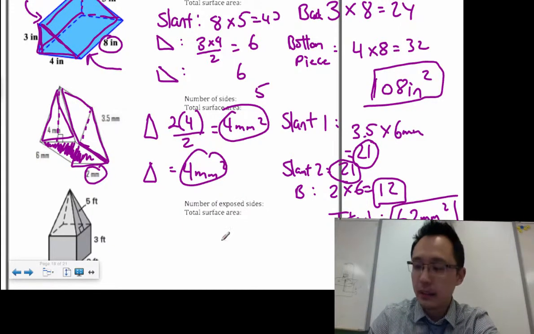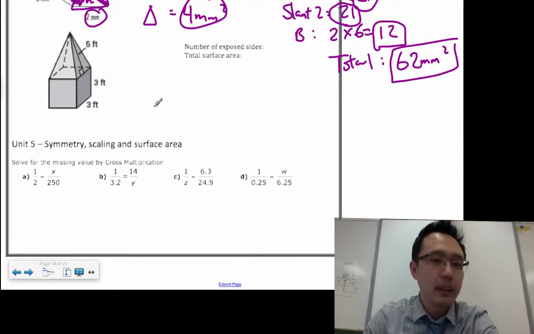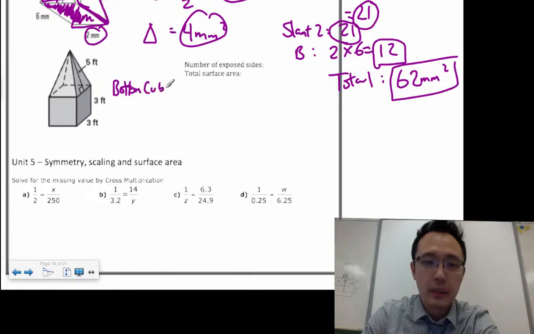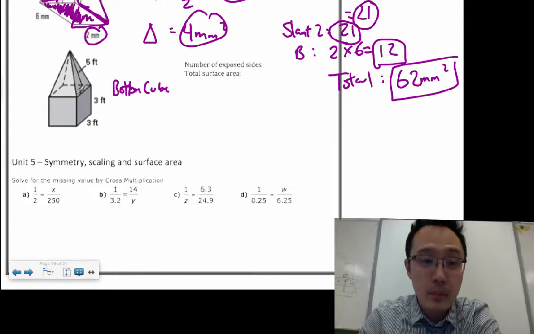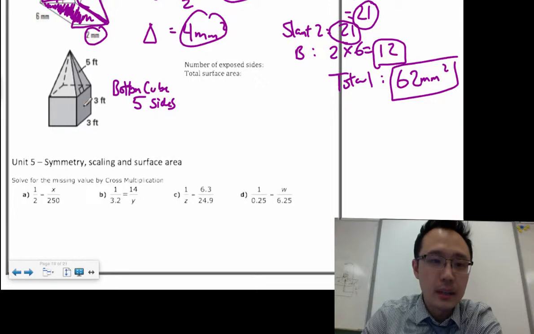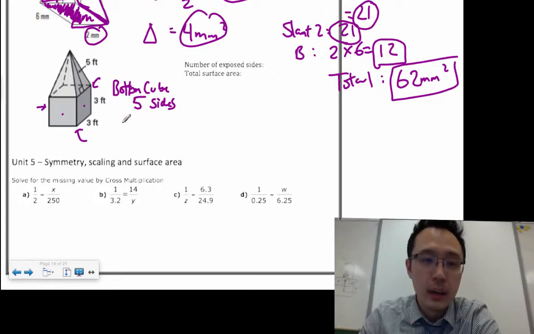So let's move on to the next one. This one is a little bit more tricky because it has a cube and a sort of a pyramid. So let's break this down for the bottom. So bottom cube. We're going to find the surface area of that. Since the bottom cube is being sat on by this pyramid, the top of this cube is not going to be exposed, so you don't need to find the surface area. You just need to find the 5 sides. So 5 sides. So there's this side, the back side here, and also the back side, and then the bottom piece. That's 5 sides.